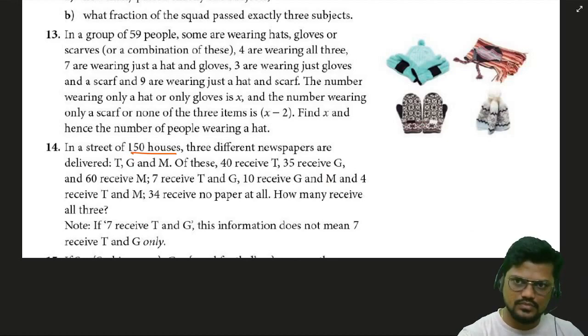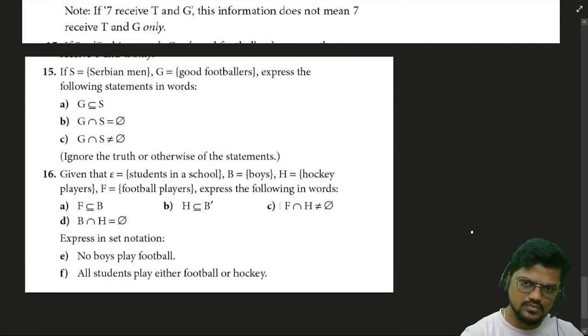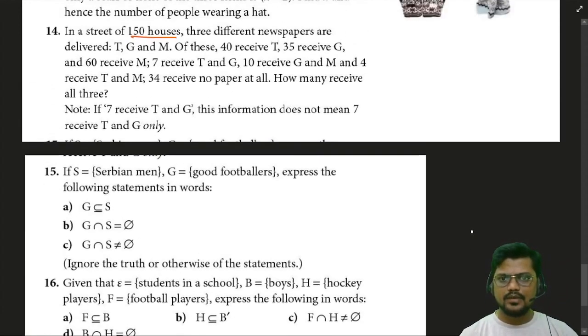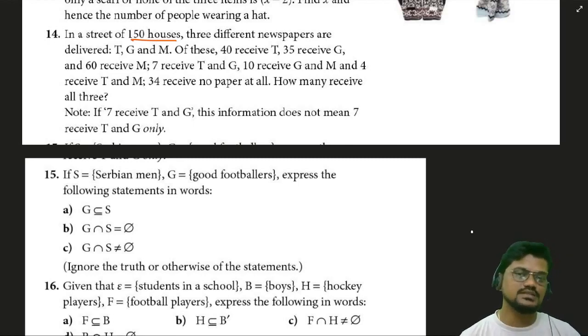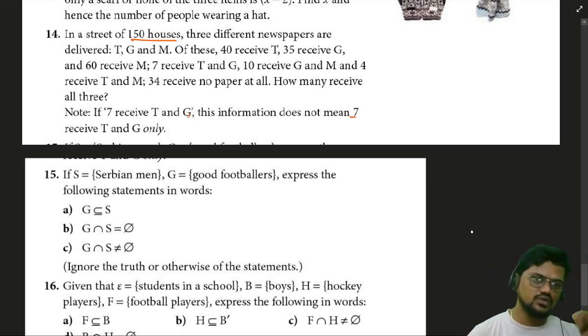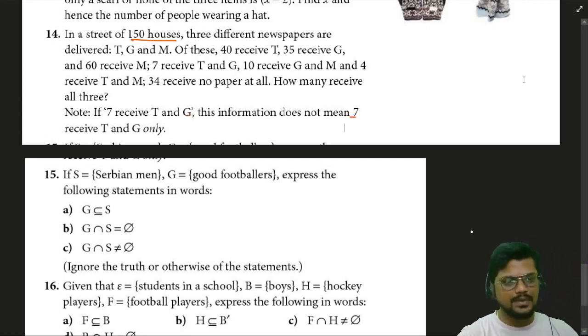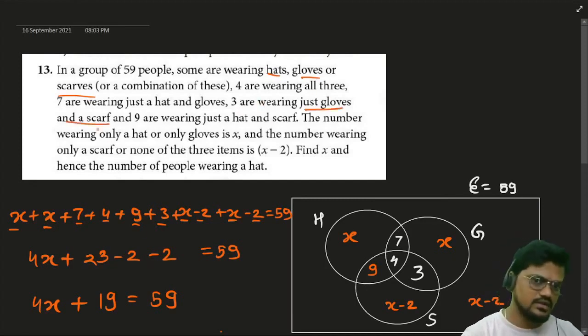So wait, in the note they have written something. If 7 receive T and G, this information does not mean 7 receive T and G only. It means it is not given. Whenever it is written "only", at that time you will have to take it in the circle, meaning only that separate part of the circle. See, I'll show you. See over here, three are wearing just gloves and scarf, right? So we are writing three over here.